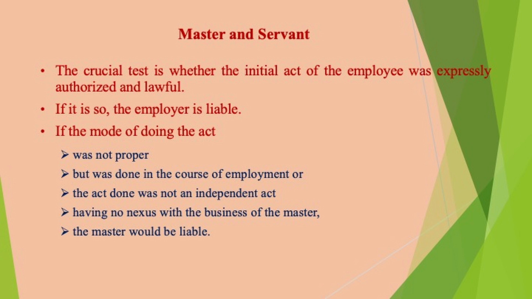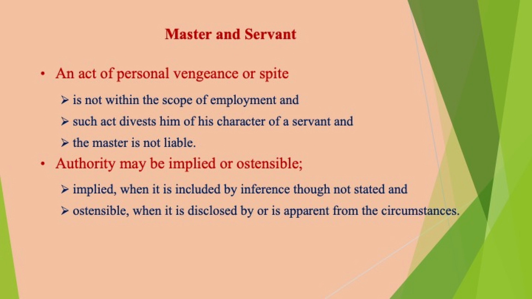For example, where B, the driver of A's car, while driving A to the office, negligently hits C's scooter and injures C and causes damage to his scooter. Here, B was doing a lawful act, that is driving in the course of employment, that is driving the master to his workplace, and hence A, the master, would be vicariously liable for the injuries suffered by C. When the servant does the wrongful act with spite or vengeance, it is not done in the course of employment, and the master will not be liable for such act.